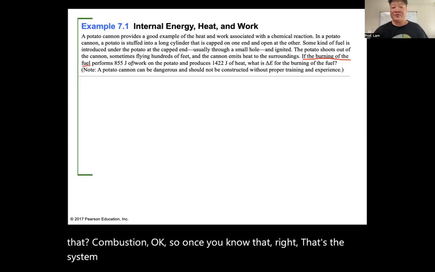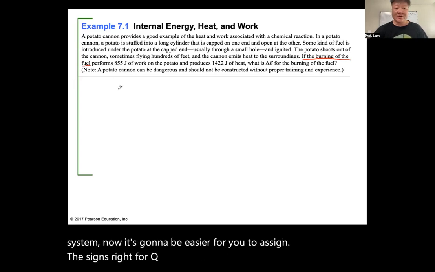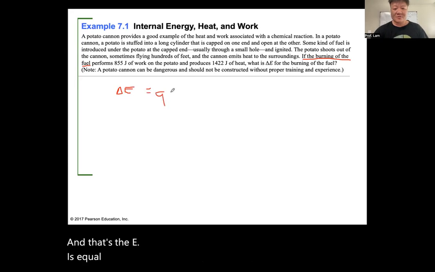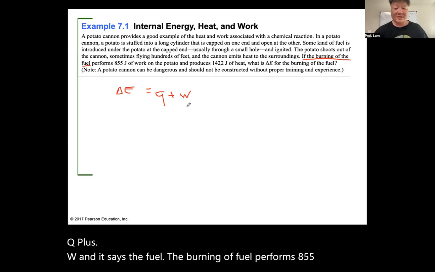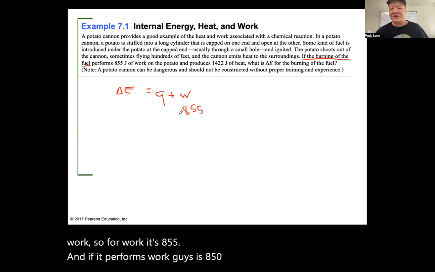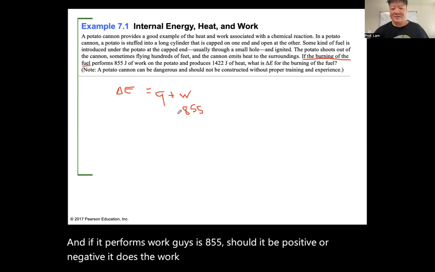Okay. So once you know that, that's the system. Now it's going to be easier for you to assign the signs for Q and W. So we know that delta E is equal to Q plus W. And it says the burning of fuel performs 855 joules of work. So for work, it's 855. And if it performs work, guys, should it be positive or negative? It does the work, right? So it's negative.